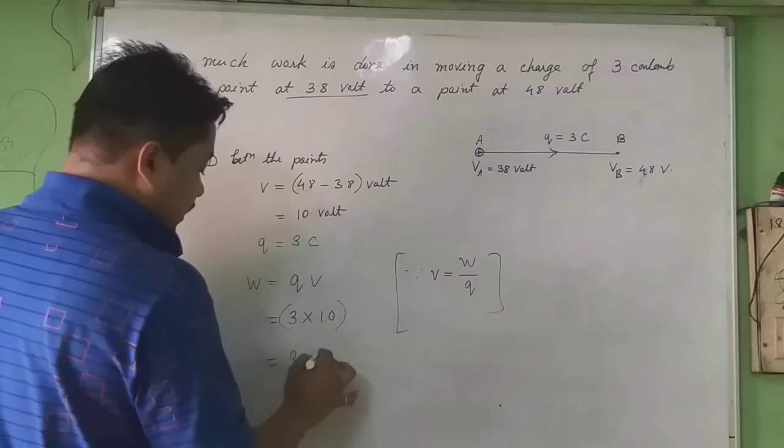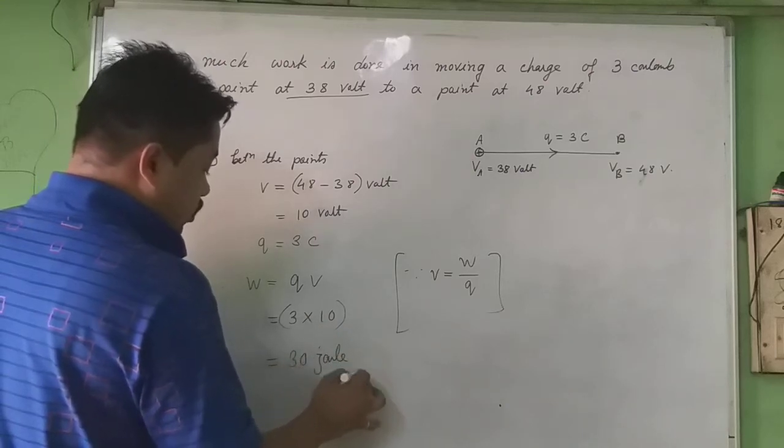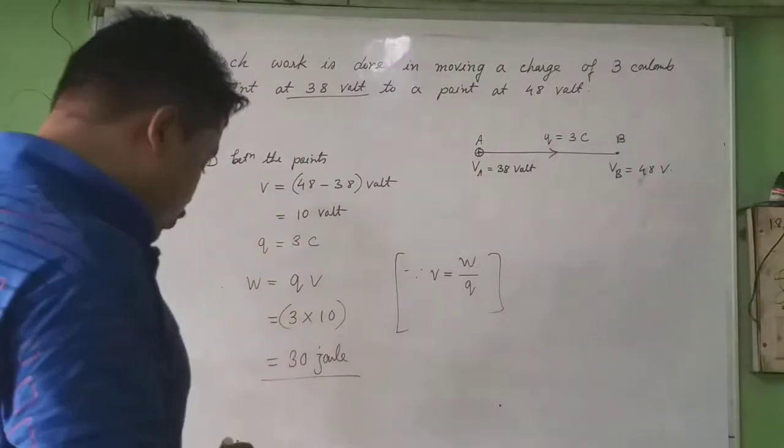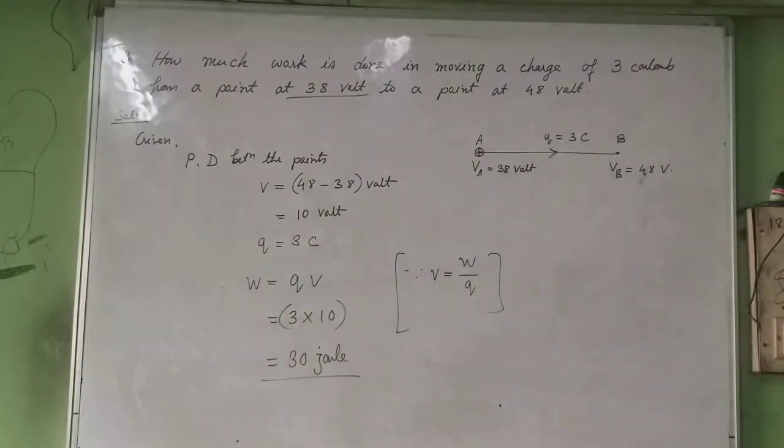But 30 and the SI unit of work done is joule. 30 joule. Okay?